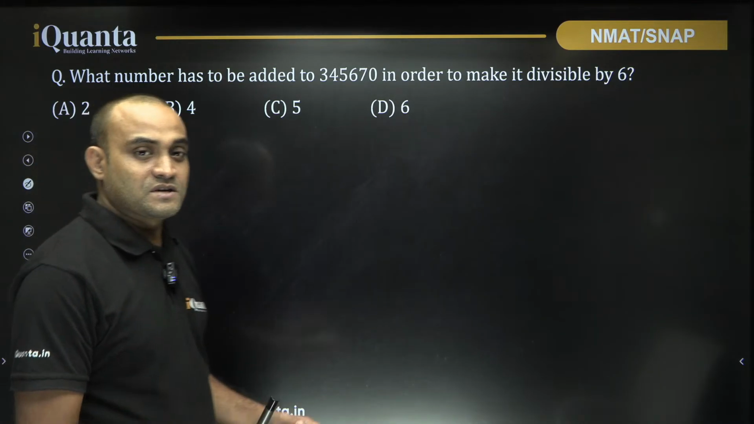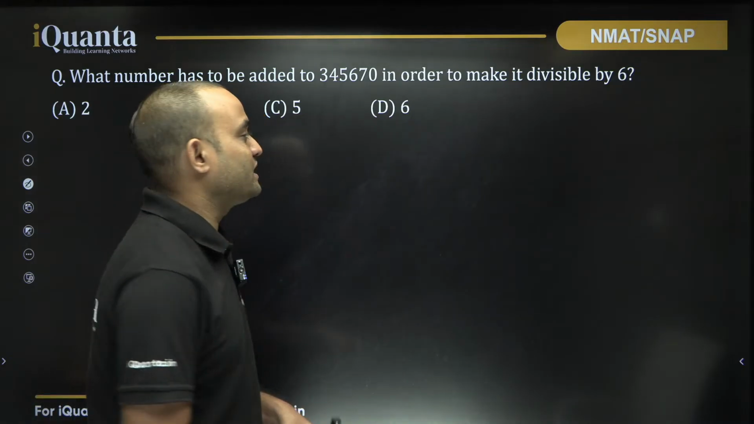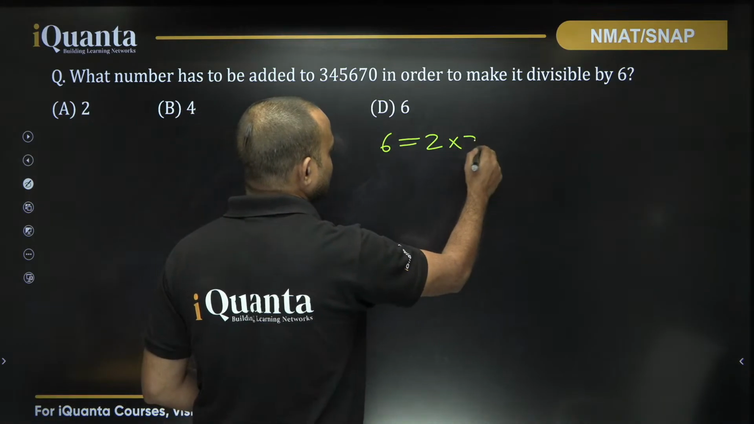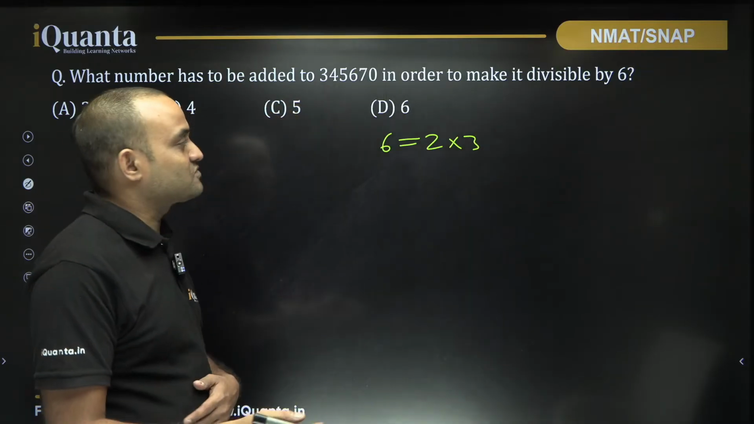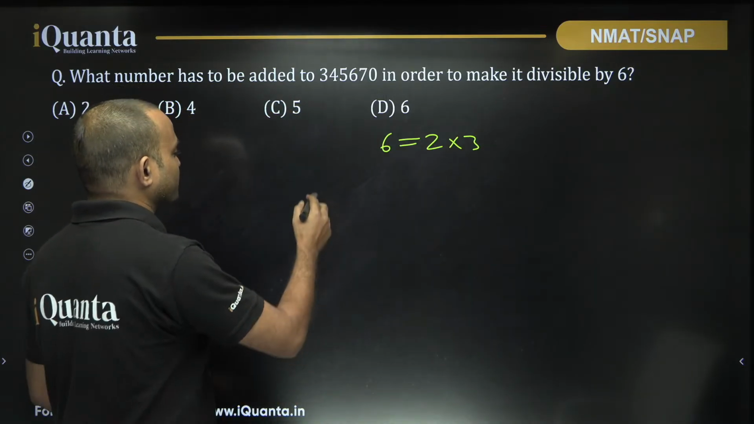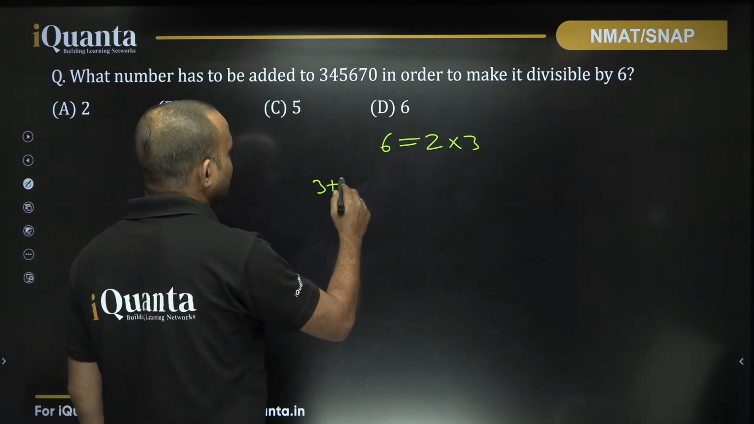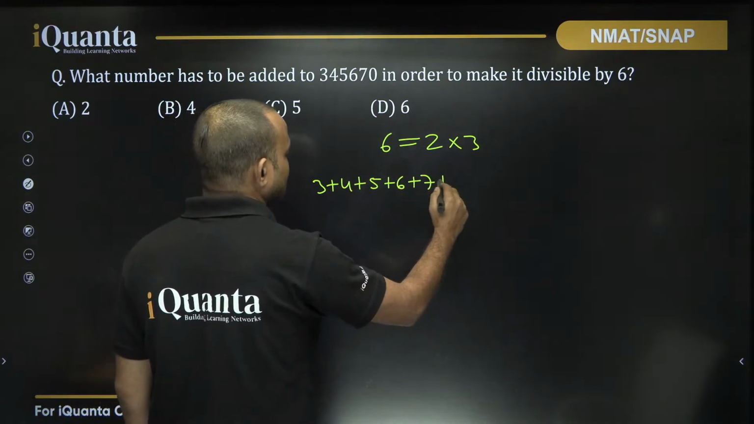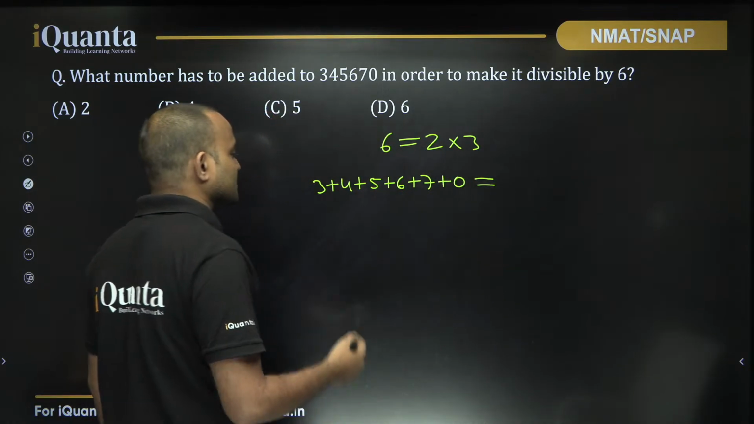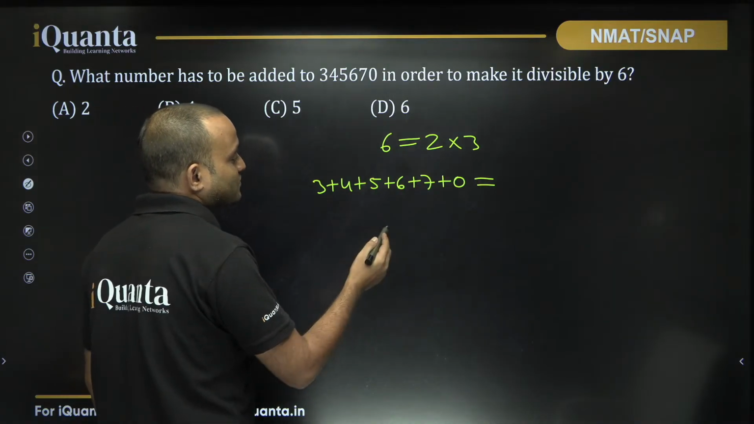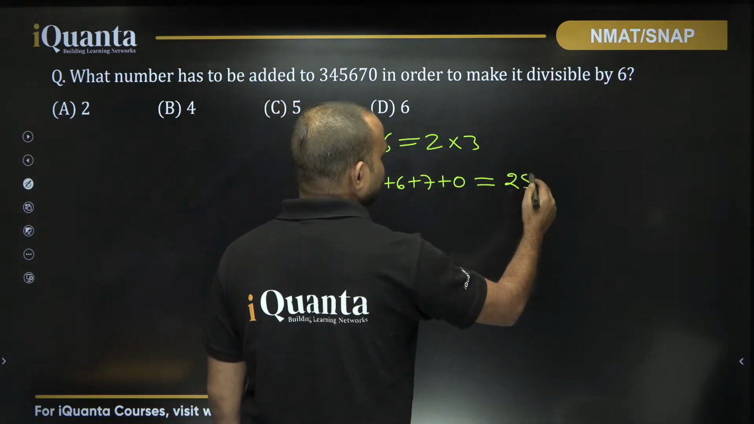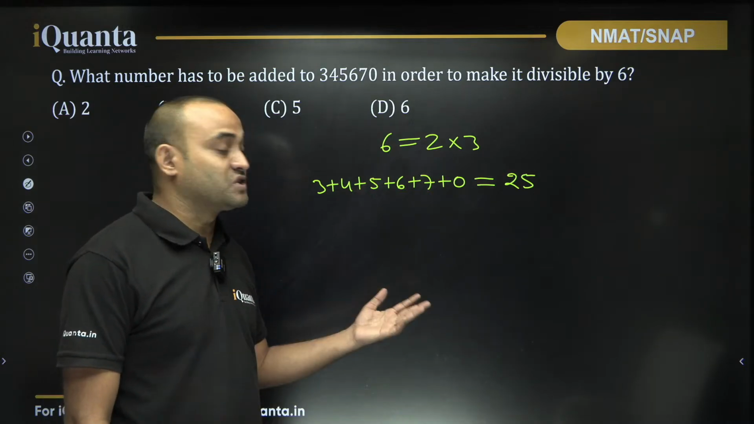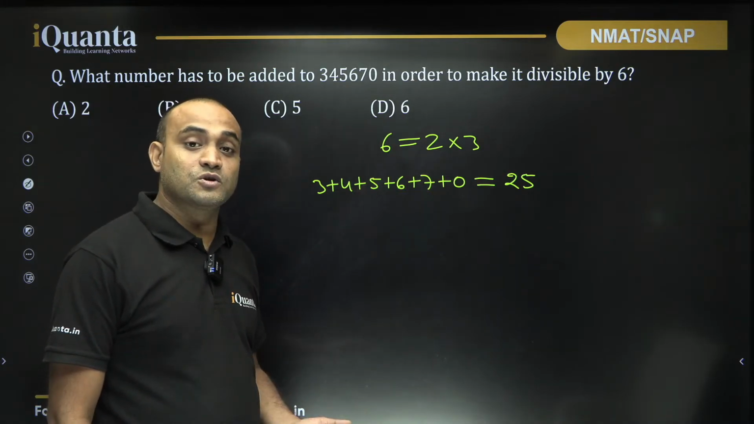So a number divisible by 6 should be divisible by 2 as well as 3. Number should be divisible by 2 as well as 3. So first if we try 3 plus 4 plus 5 plus 6 plus 7 plus 0, this is equal to 7 plus 5 is 12, plus 13 is 25. This number should be a multiple of 3. So the sum of digits should be a multiple of 3.